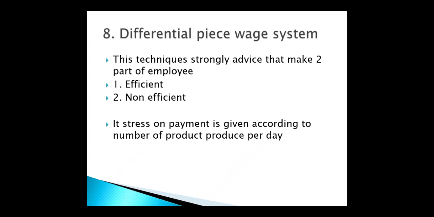So one is efficient, meaning those who are doing good performance. Put all the efficient workers in one part, and in the other part the non-efficient workers, who are not doing their work within time or properly. After making the two categories of workers, it stresses that payment is given according to the number of products produced per day.